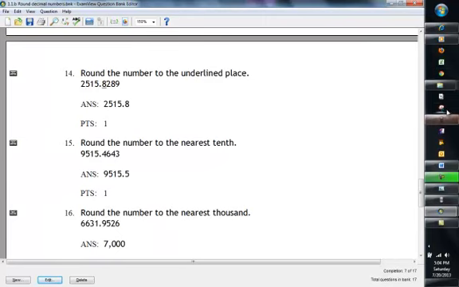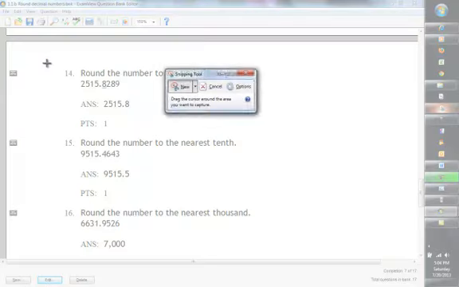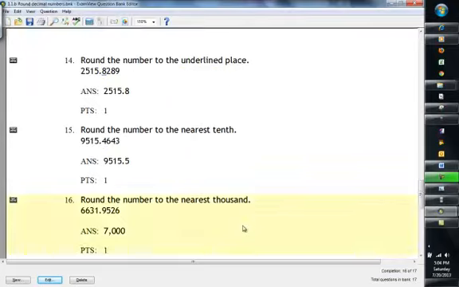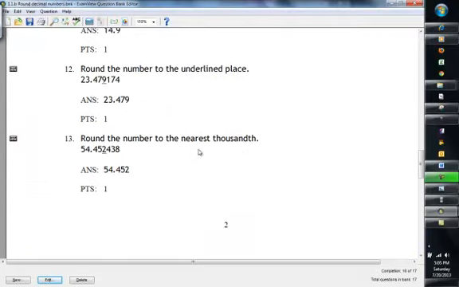Round to the underlined place. The underlined place is the tenths place. Look at the number after it. We don't have to change it, so we write everything in front of it the same, and our answer is 2,515.8.